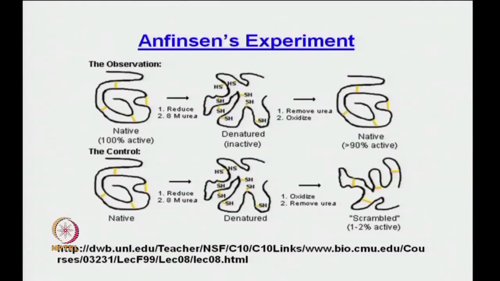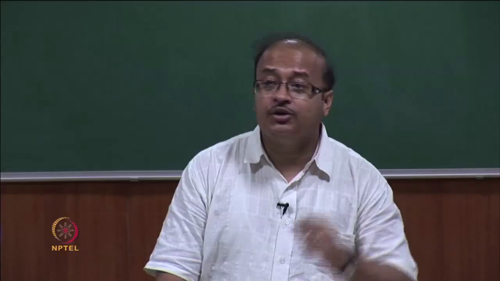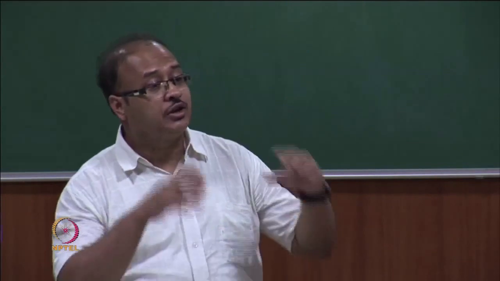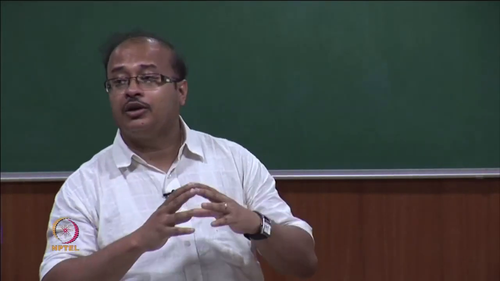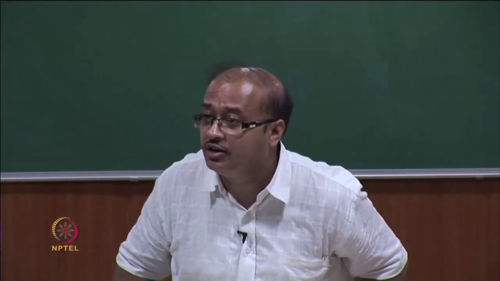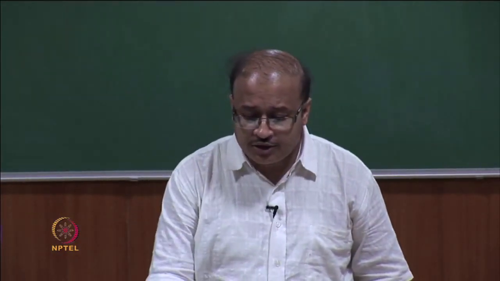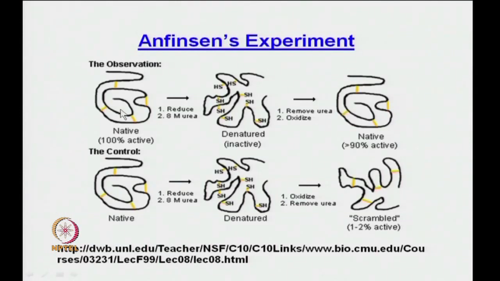Okay. The first observation. So, this is the native form. The native form means the one which is found, which is 100% active. See, it is ribonuclease, that means it is an enzyme, so it will have enzymatic activity. That is good, because how would you know whether it has attained its native structure or not? You would know by its activity. Okay. So, this one is 100% active.